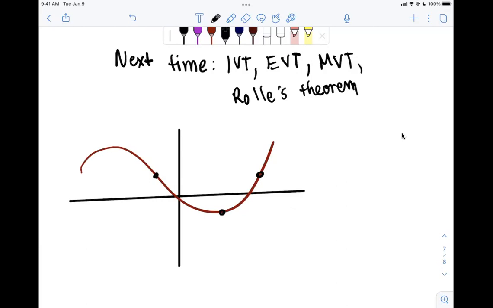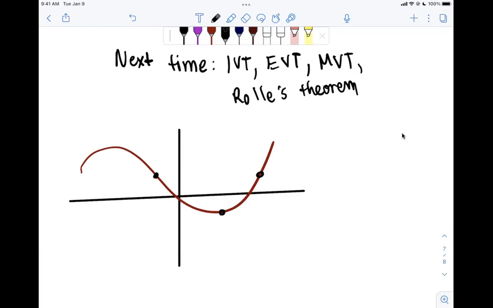But if it's not constant, it's going to increase, but then it has to decrease back to be able to be the same value at the second point. And when it changes from increasing to decreasing, or decreasing to increasing, we have a local maximum or minimum where the derivative will be 0. So that's kind of the intuition for Rolle's theorem.